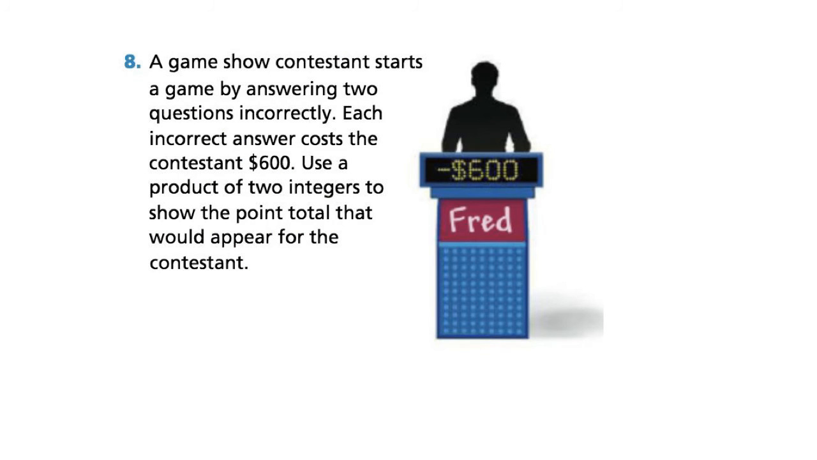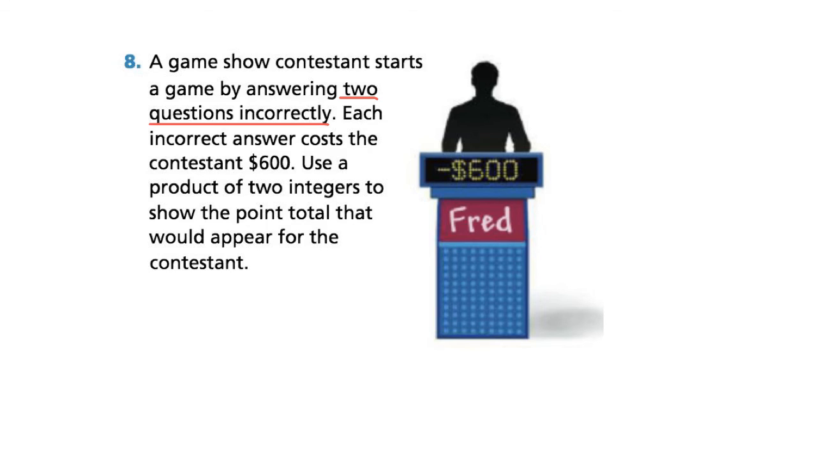Question 8. A game show contestant starts a game by answering 2 questions incorrectly. Each incorrect answer costs the contestant $600. Use a product of two integers to show the point total that would appear for the contestant. He got 2 questions incorrect.